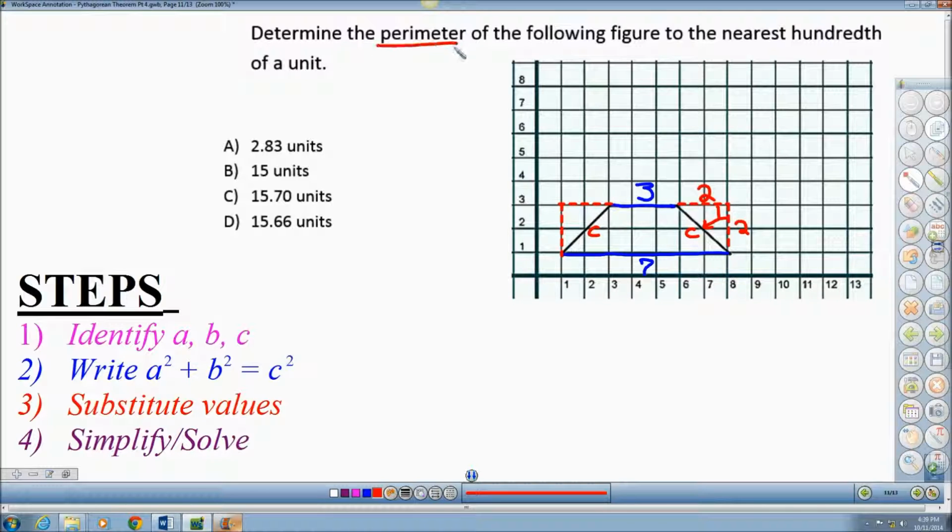Well, knowing that it's perimeter, let's create a formula for that. So perimeter equals my sides added up.